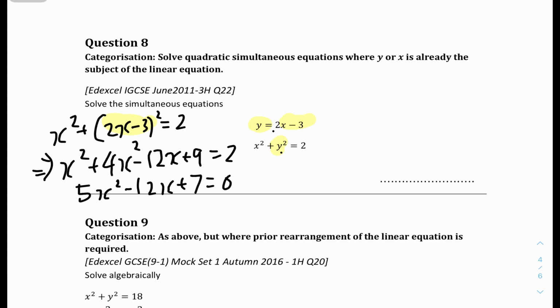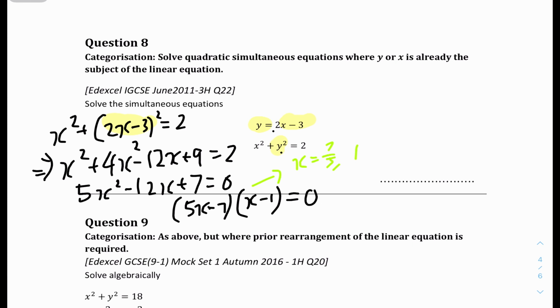And we can now just solve the equation using the quadratic formula, or we can just use our calculator, so it's much faster. To factorize this, you get two brackets. It'll be 5x minus 7 and x minus 1 equals 0. So we now have two values for x. So x could be 7 over 5 or 1.